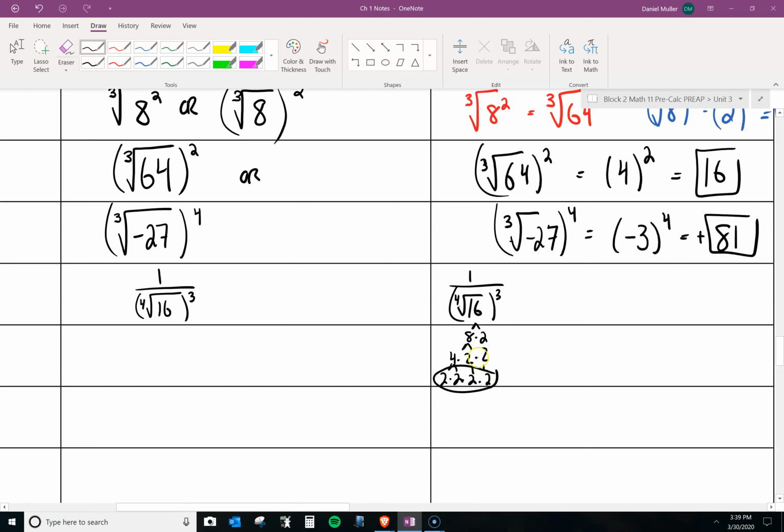And I've got just a group of 2's. So the 4th root of 16 is just a group of 2, just a 2. And then I cube it. And 1 over 2 cubed is 8. So 1 over 8.